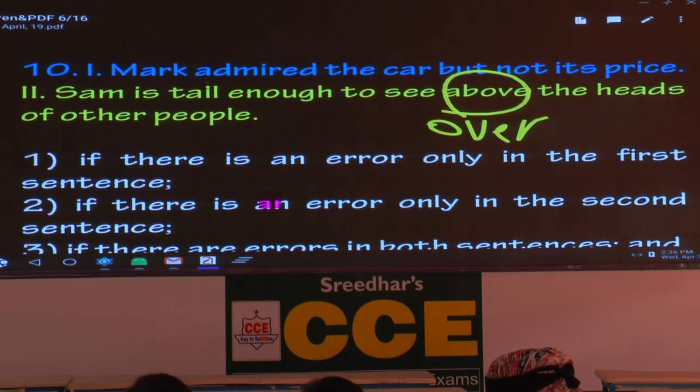But this sentence talks about what? Possessive pronoun. Imagine the sentence is, Mark admired the car's price. Hope you are listening carefully. Mark admired the car's price. Car is what? A thing. Then you cannot say car's price. It is wrong. You have to say the price of the car.